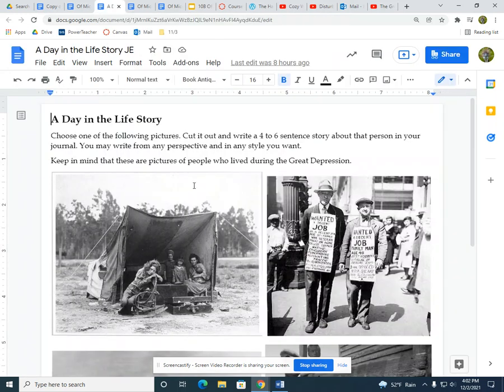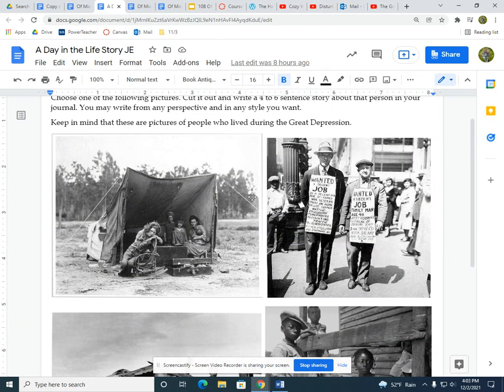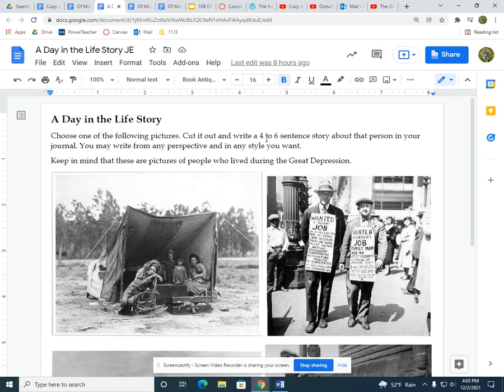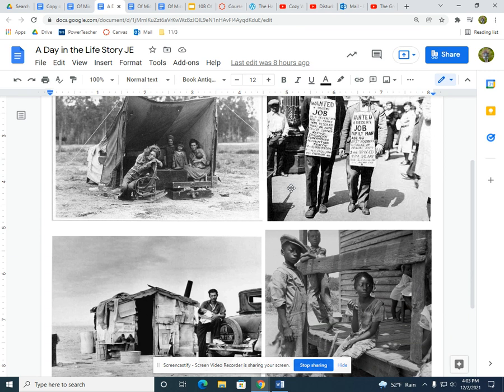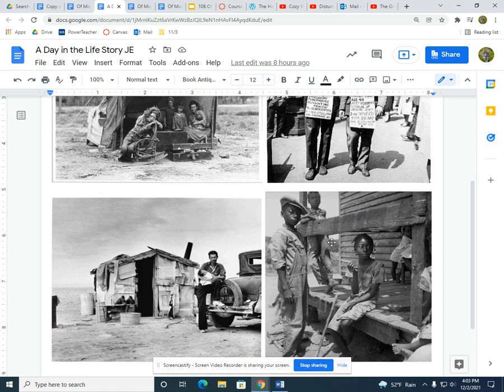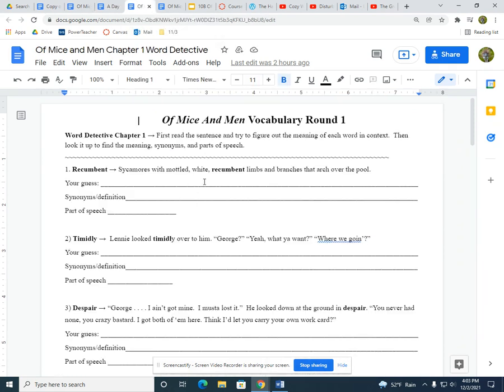So first we've got your journal entry. This is hard copy, you can find it at the front. You want to pick one of these 4 pictures and write 4 to 6 sentences that take their perspective. Try to imagine what it's like to be in their shoes and write from their point of view. These are all real people from the Great Depression. So that's the journal.